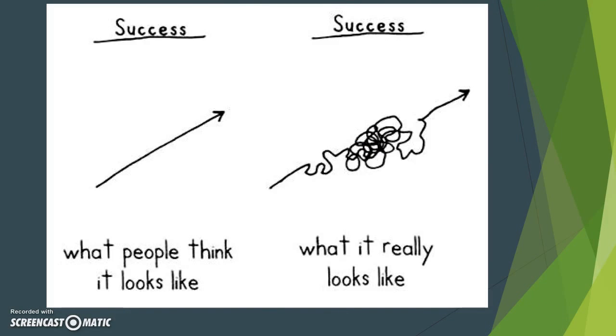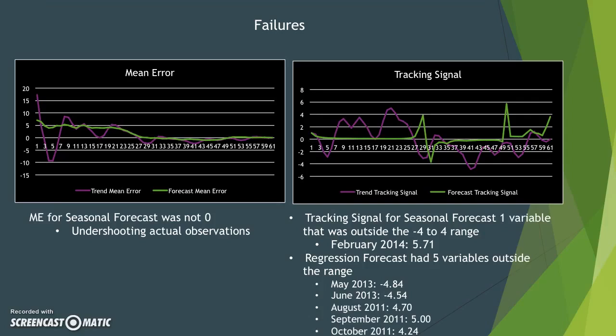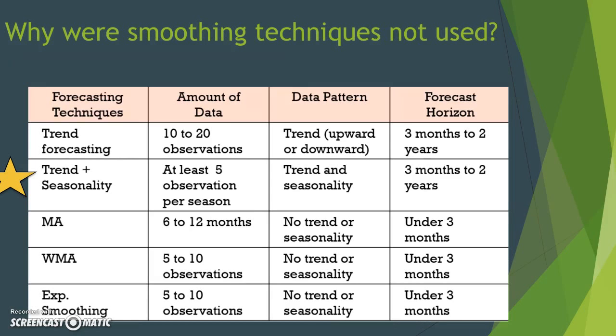So without failure, you can't really have success. So it's not always a straight, pretty line. So failures. The mean error was not exactly 0 for the seasonal forecast, just a little bit above. So I am undershooting actual observations here. The tracking signal. The original regression forecast had 5 variables outside the range, which is quite a lot, but the seasonal forecast only had 1.